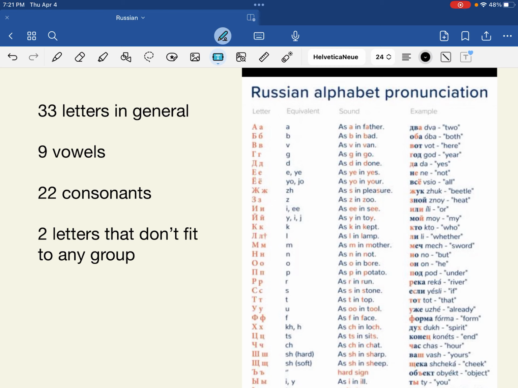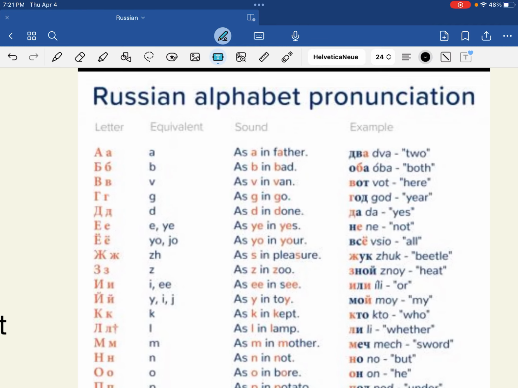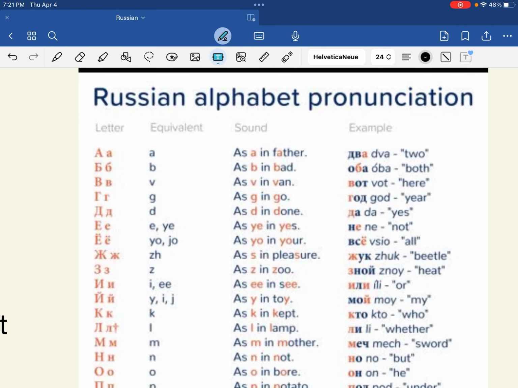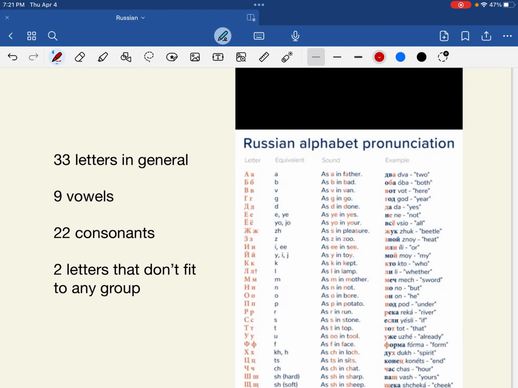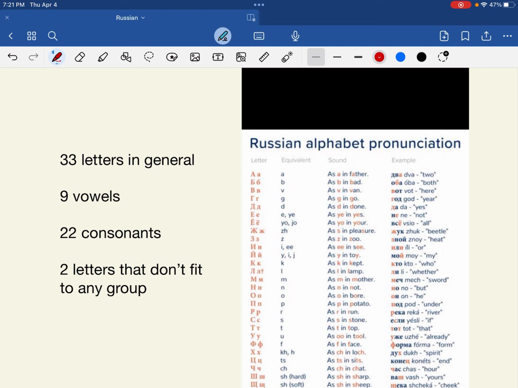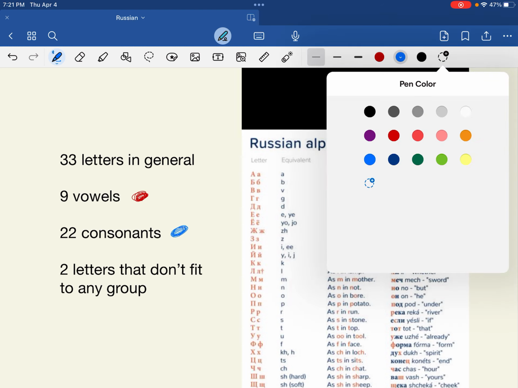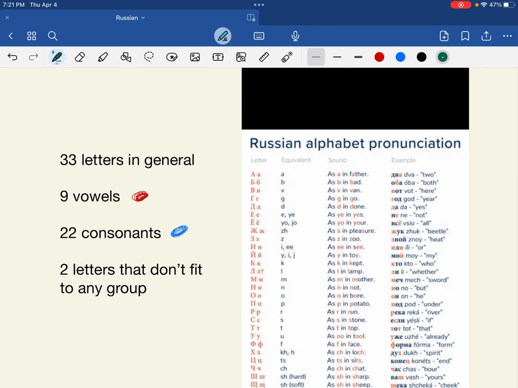So let's get started. And here we see the Russian alphabet, and I will underline consonants and vowels. Vowels will be underlined with the red color, consonants will be underlined with the blue color, and letters that don't fit to any group will be underlined with the green color.